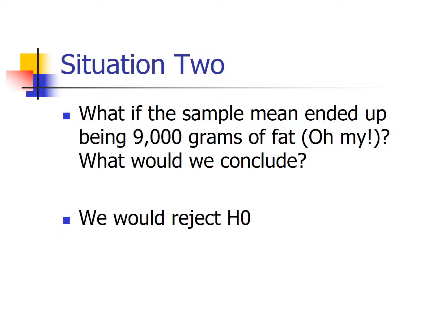Situation 2. What if the sample mean fat content ended up being not 30 grams of fat, but 9,000 grams of fat? Oh my! What will we conclude then? Well, in this situation, this 9,000 is so far above and beyond the 30 grams of fat that McDonald's has claimed, 300 times it, that we would probably very decisively reject the null hypothesis. We might even declare a national emergency and send in the National Guard to try to shut down all the McDonald's.